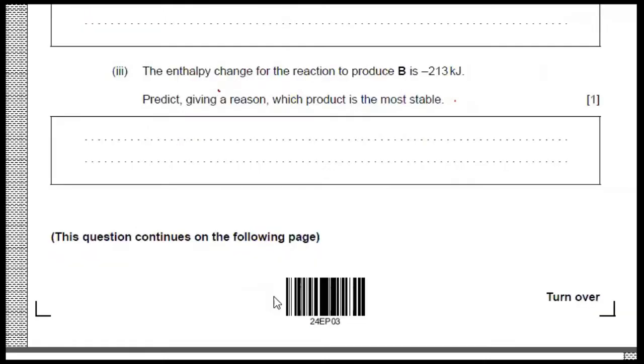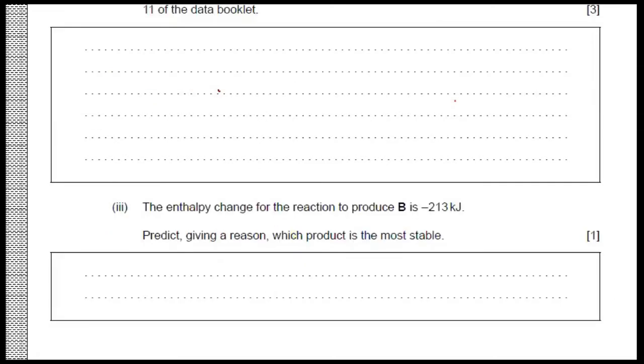The enthalpy change for the reaction to product B is minus 213. Here we had got that the enthalpy change for the reaction is minus 84 kilojoules, and for product B it is said to be minus 213. Now, predict, giving a reason, which product is more stable. In order to understand which is the more stable product, we will have to depend on the energy profile diagrams. So let's see that.